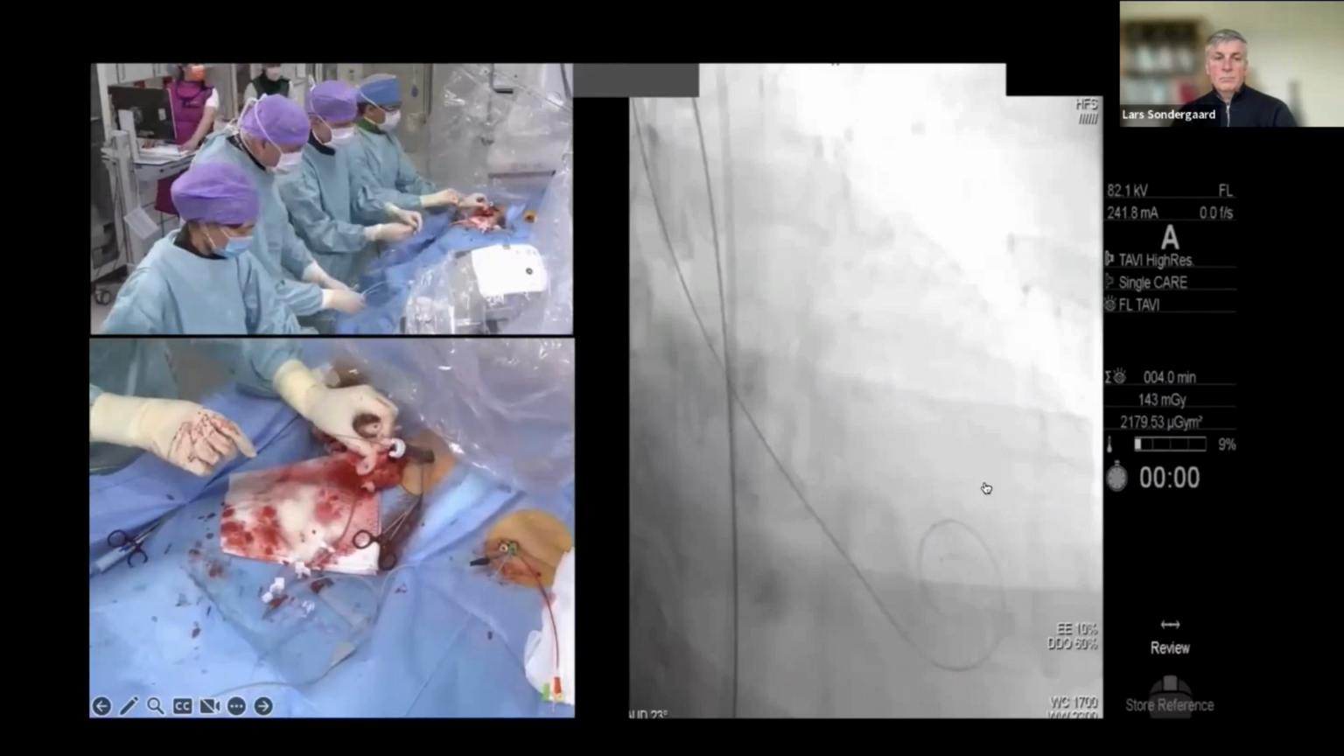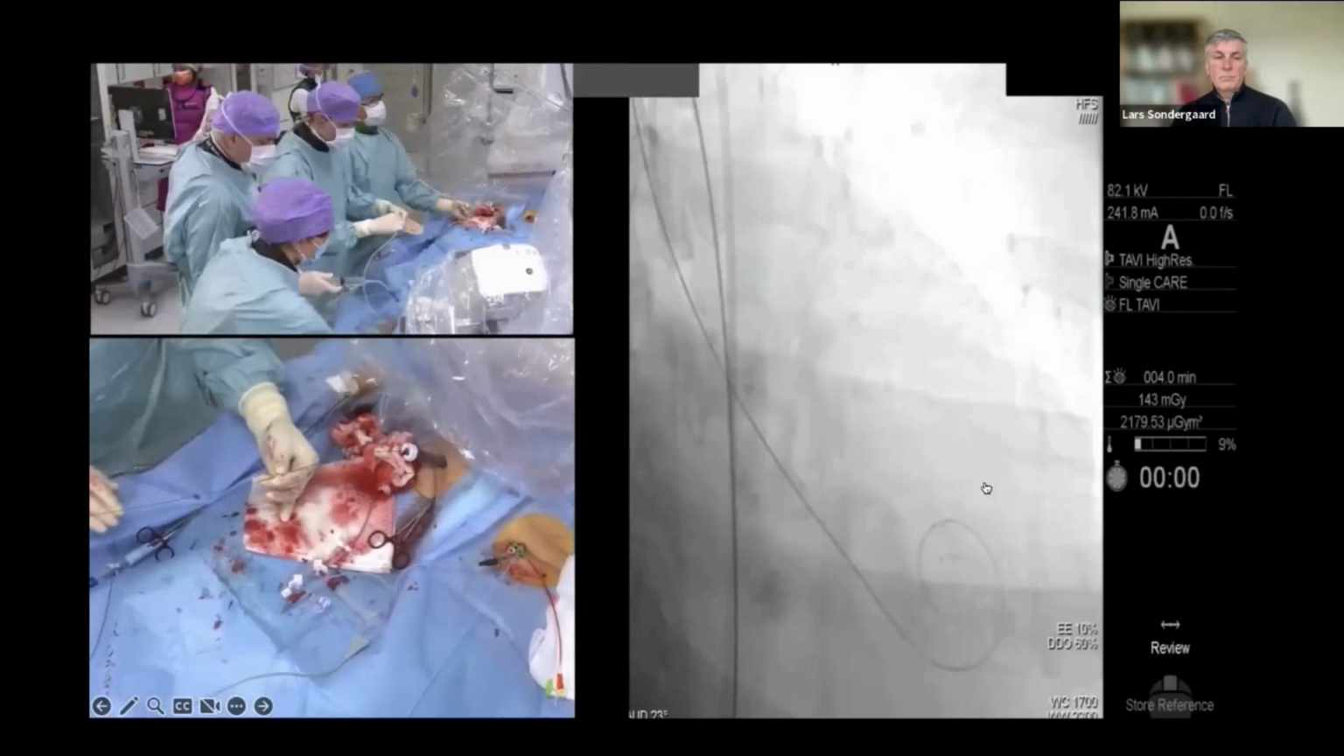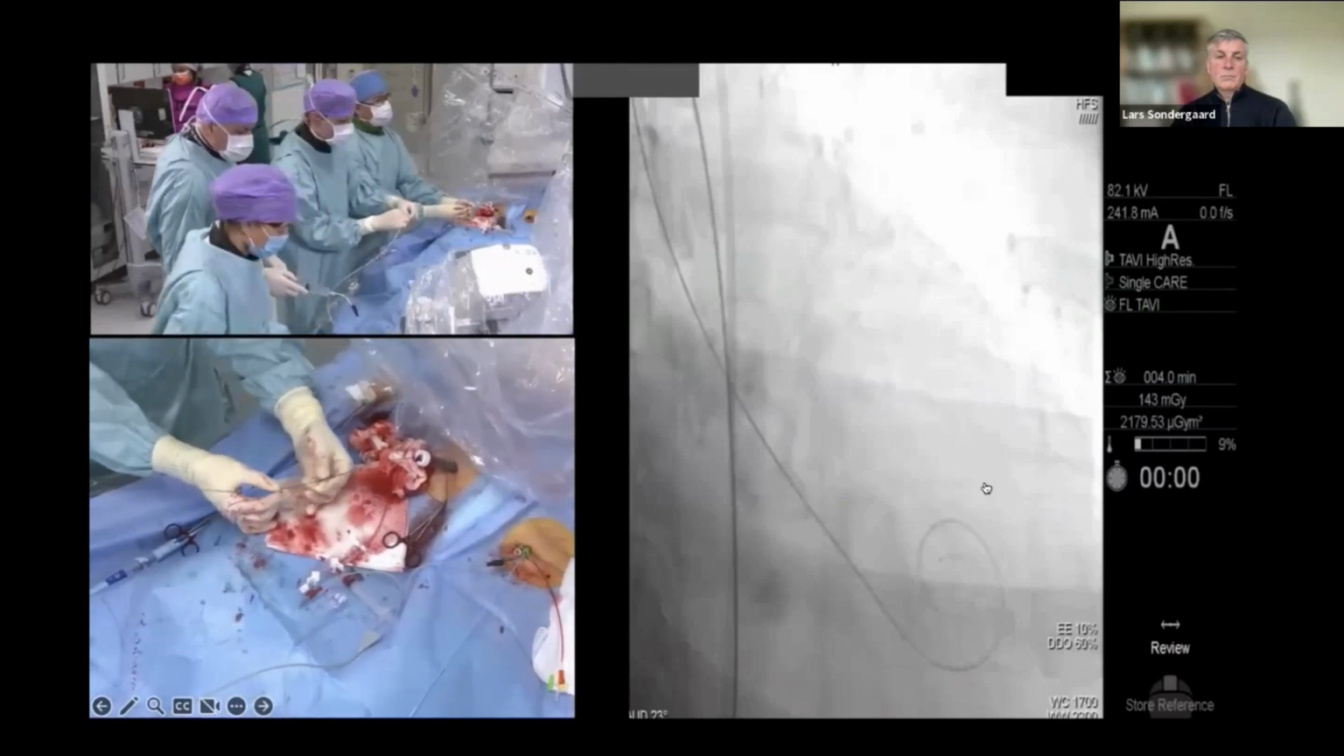So I think we are almost set now to do a pre-dilatation. Again, this is a 20 millimeter straight balloon. It's an Osypka balloon.